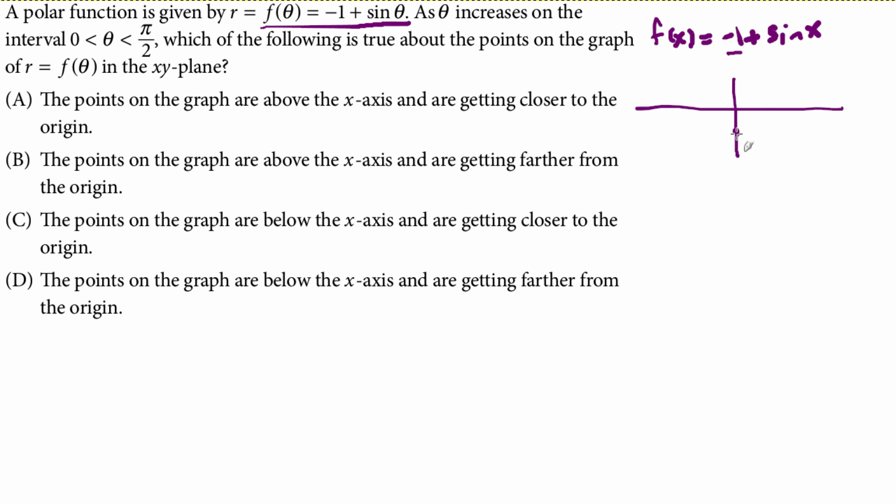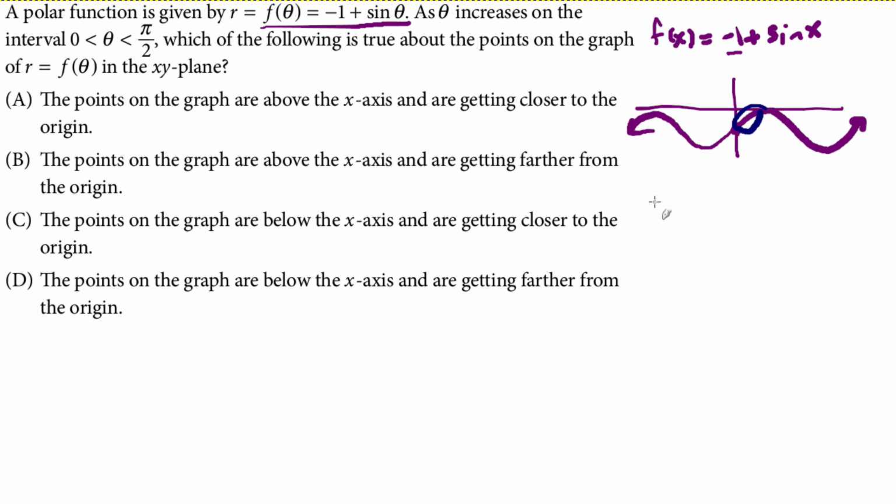So it starts at 0, -1, and as we go from 0 to pi over 2, we actually make our way, instead of up to 1, up to 0, and then go down, come back up. Okay, so this is what my graph ends up looking like. And I care about this portion here. So I can see that now.